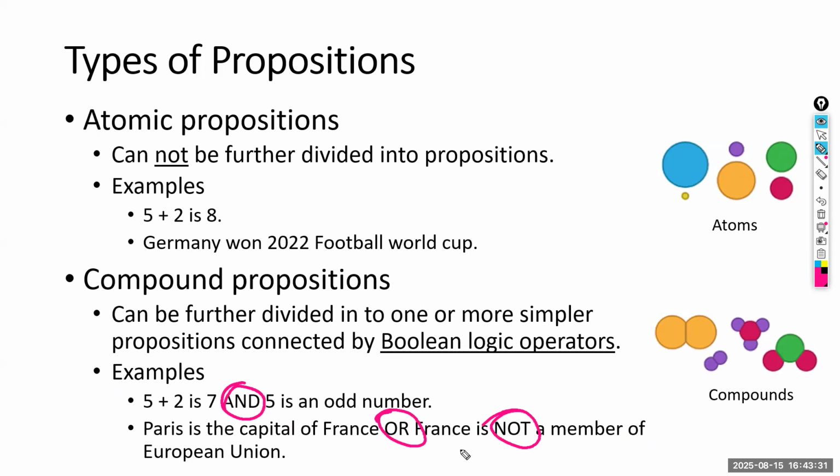Right? So when you combine propositions using Boolean logic operators, you get a compound proposition. Is it clear? But you must combine using Boolean logic operators. Just like when you combine 5 and 3 using an arithmetic operator, again you get a number. You can add two numbers and get a number. Similarly, if you combine propositions using logic operators, you get another proposition.